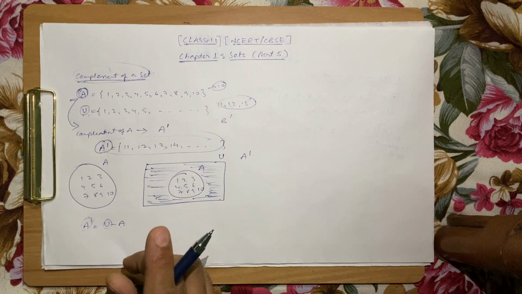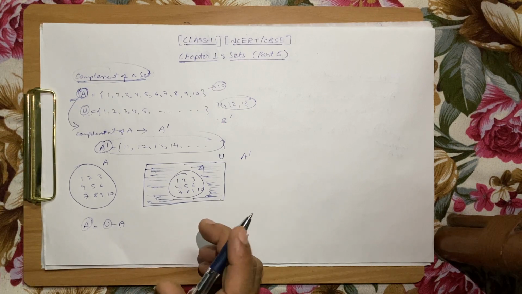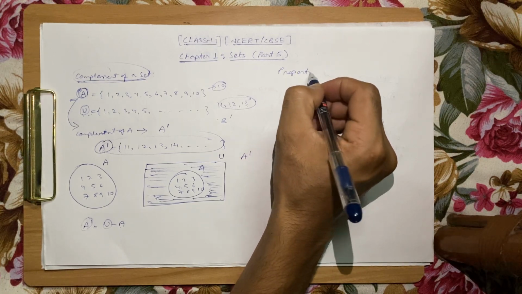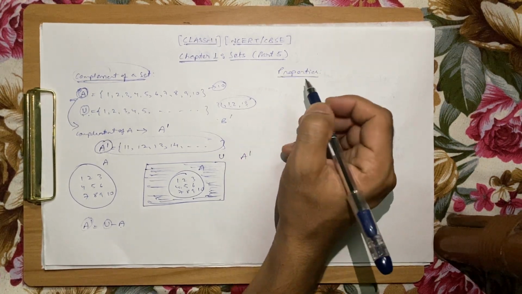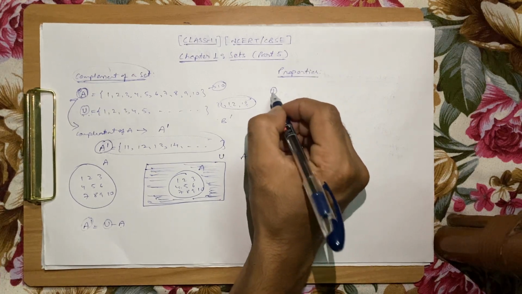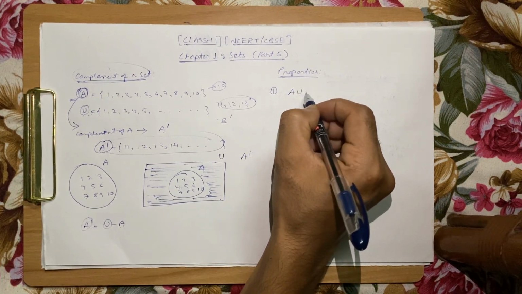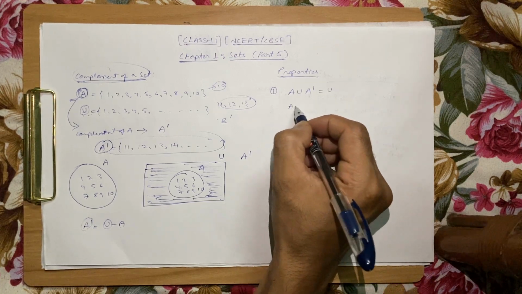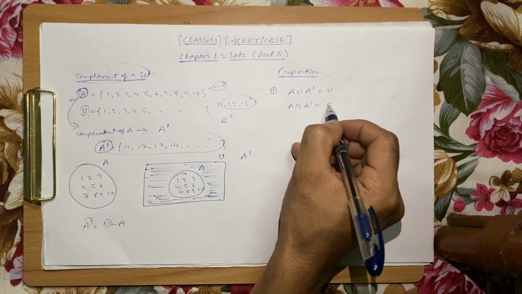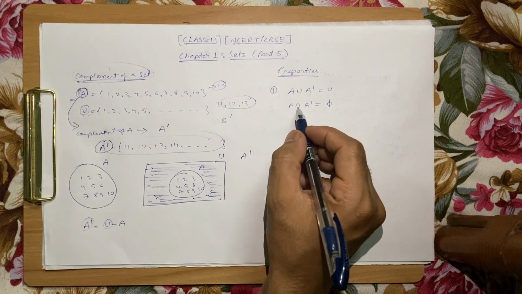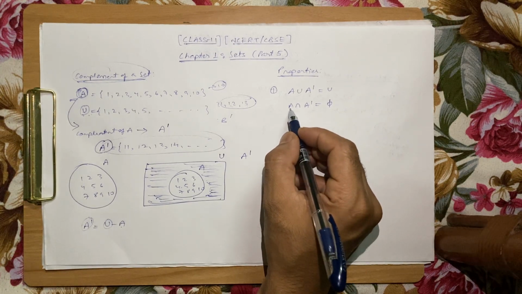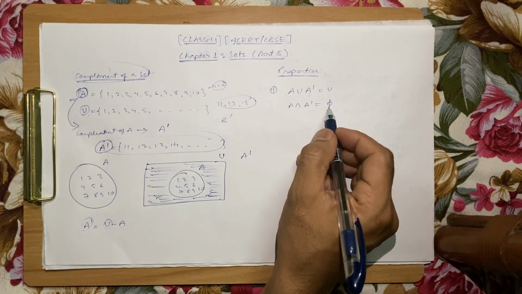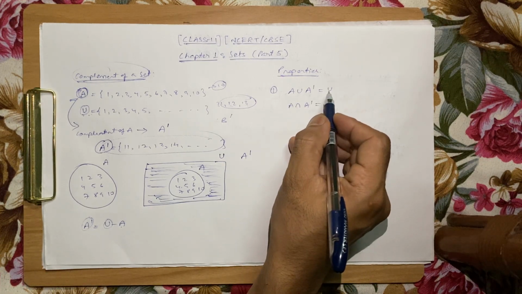All right, now let us go ahead and note down some important properties. There are some properties of the complement of a set that are very important for all of you to know. The first property is A union A dash is equal to U, and A intersection A dash is equal to phi. Meaning if you find the intersection of A and the complement of A, you will get a null set, and the union will give you a universal set.